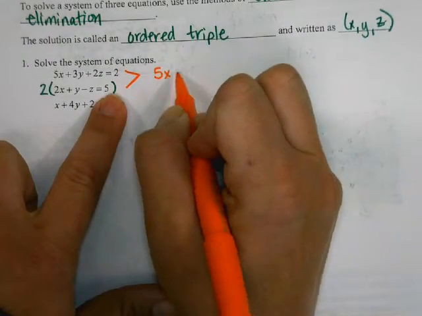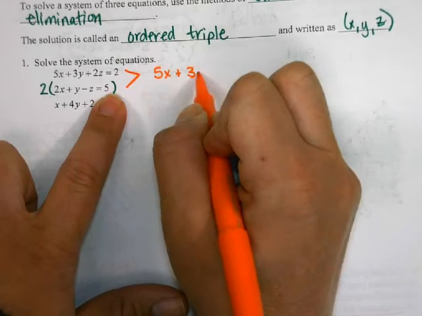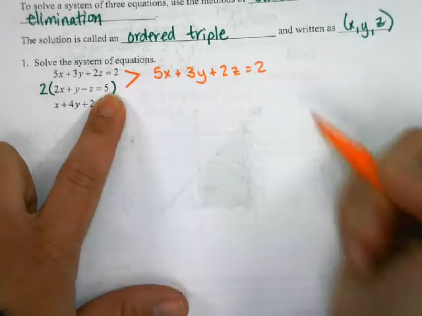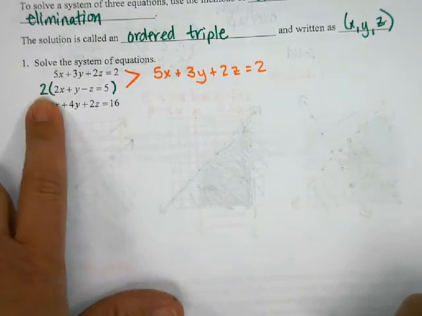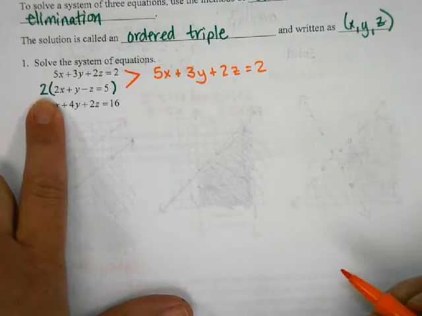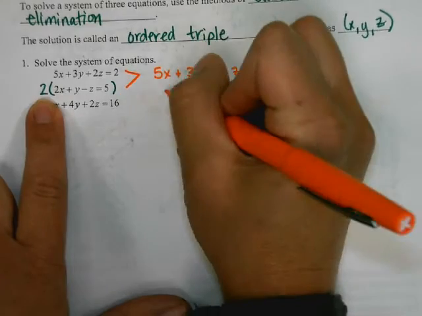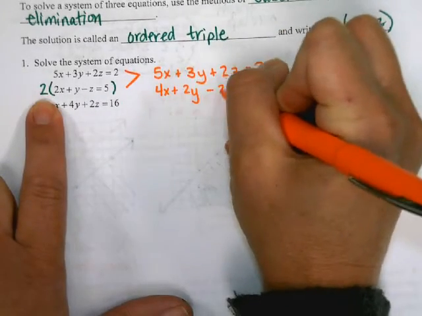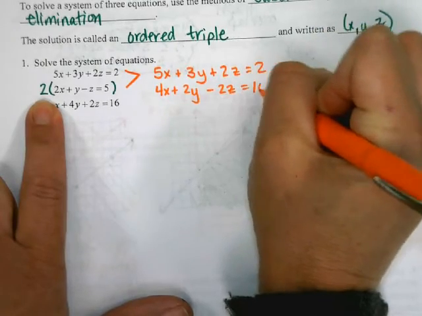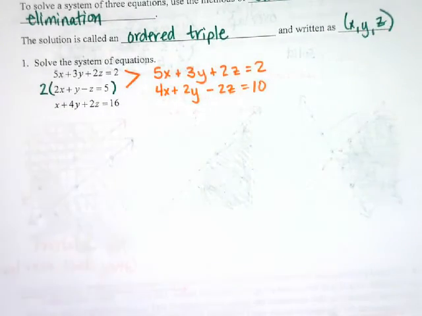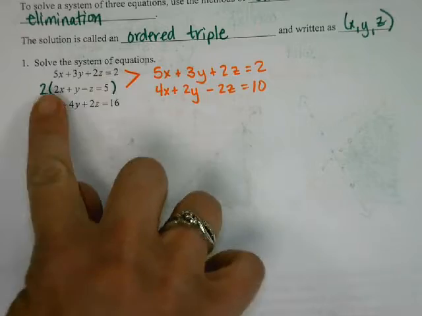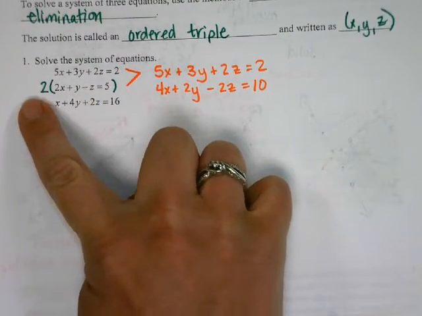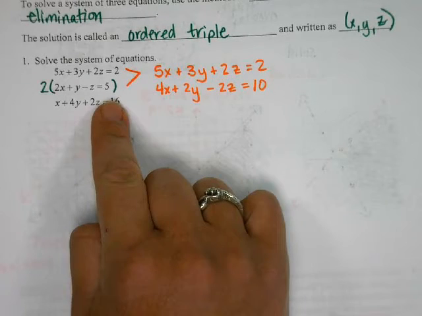Now, this homework also requires lots and lots and lots of paper. Now I'm going to multiply everybody by 2. So I get 4x plus 2y minus 2z is equal to 10. Another thing I see a ton of on these guys is you forget to multiply the constant by the number out front. So remember to distribute to everybody.